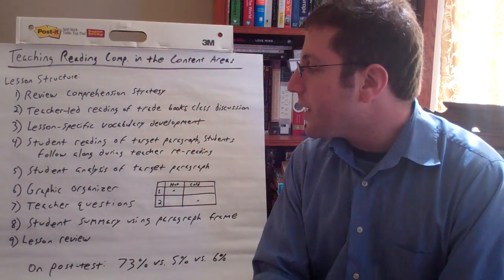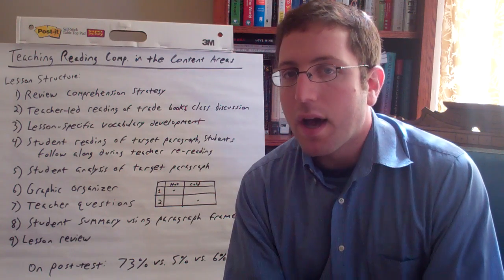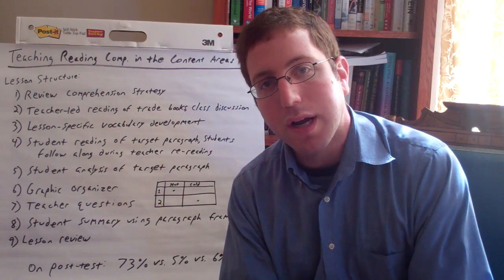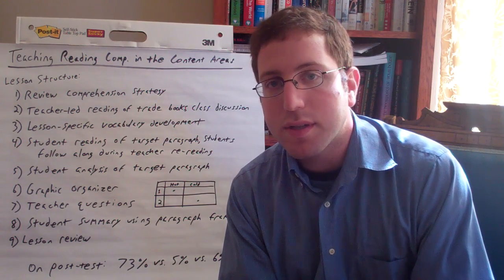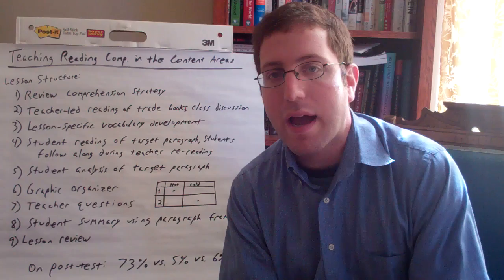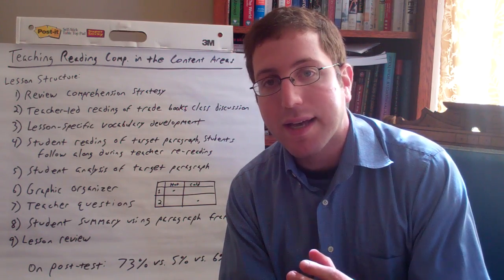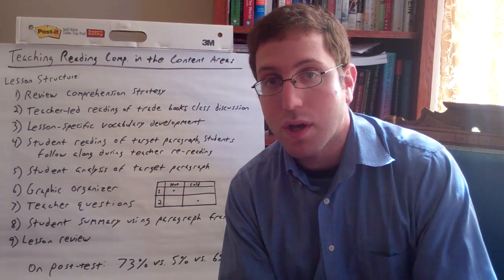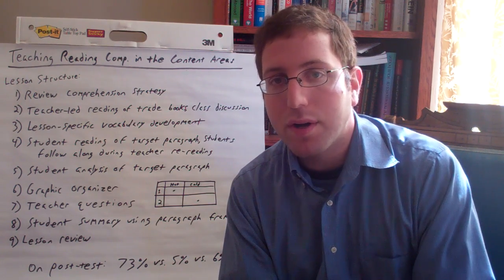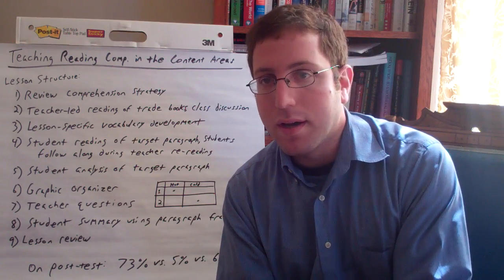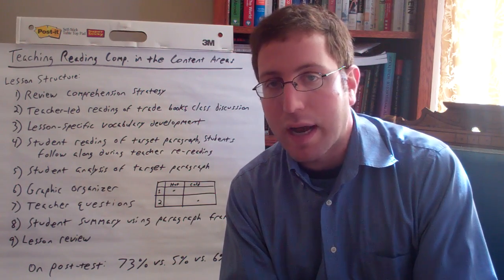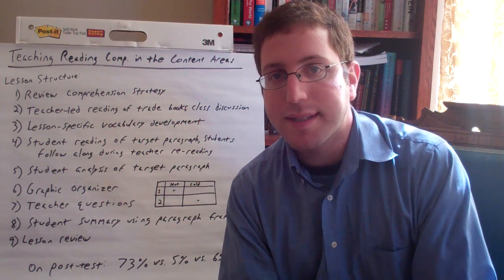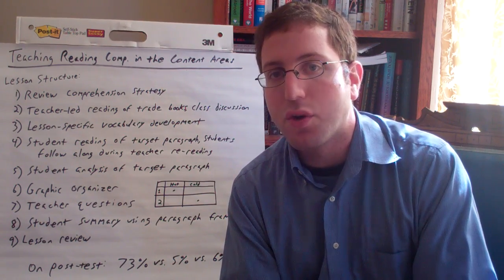Then there was a student reading of a target paragraph, followed by the students following along with the teacher rereading the target paragraph. Now, what is the target paragraph? Essentially what they did was the teachers would find a key paragraph in the text which showed a comparison and contrasting example. So, a paragraph that talked about comparing and contrasting a lizard and a particular kind of bird. And so a target paragraph was one that really was a good example of compare-contrast and gave the students a lot to work with.